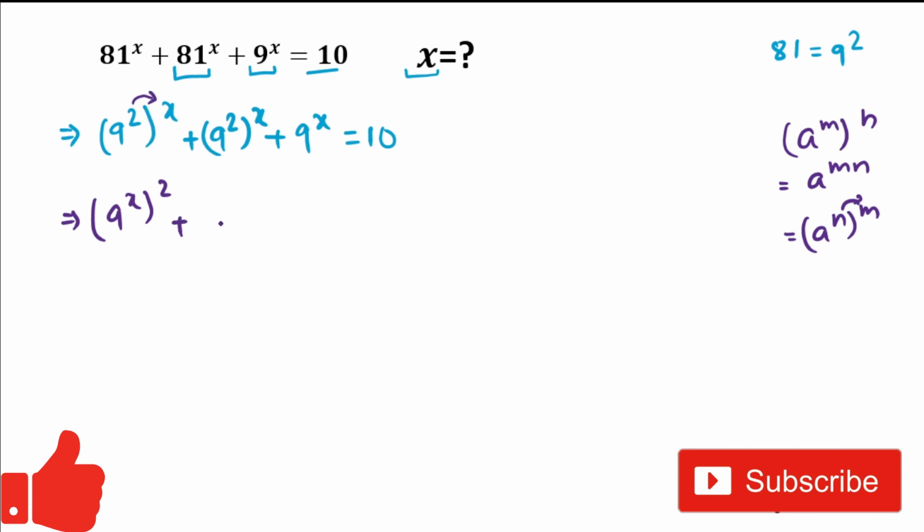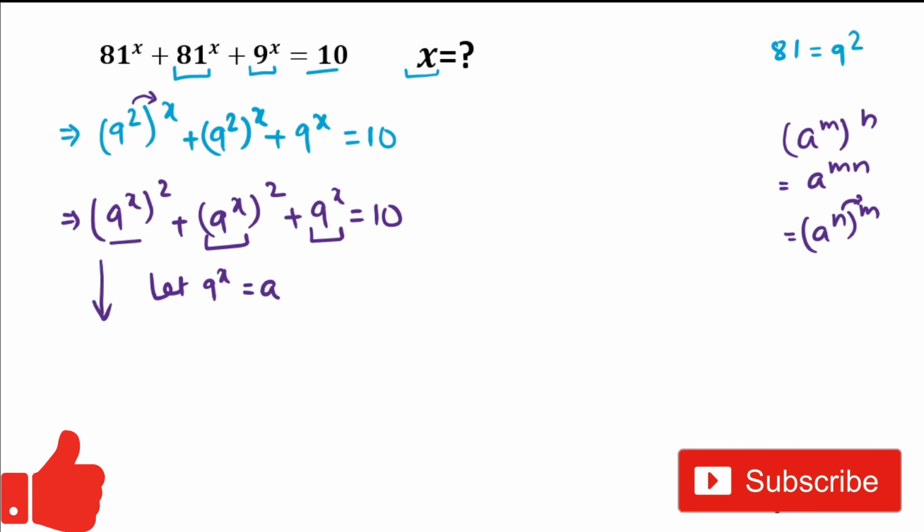Now plus here again it is 9 powered by x and we will write square, and plus 9 powered by x, and that is equal to 10. Now here the base 9 powered by x is same. So we'll let 9 powered by x be equal to a. Therefore our expression will be a square, and this value is also a square, and it is plus a, and that is equal to 10.